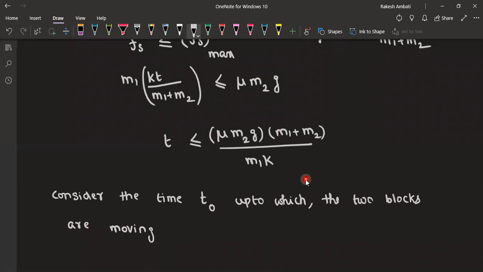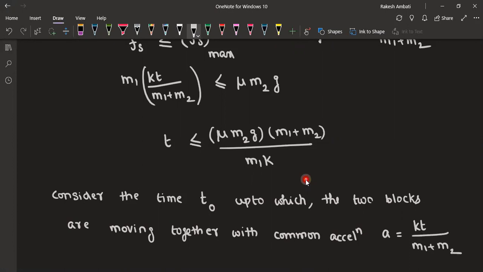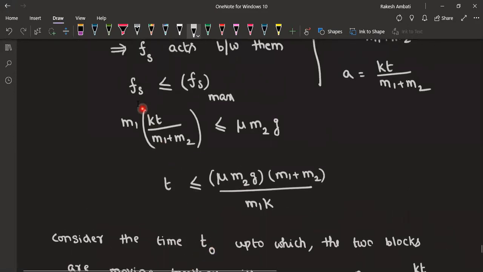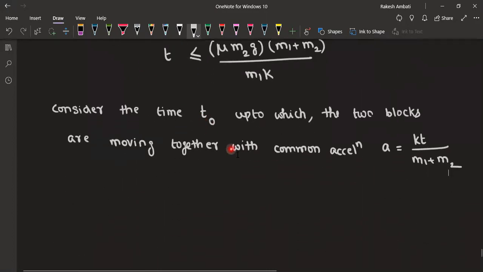The two blocks are moving together with common acceleration, a equal to kt upon m1 plus m2. So to find the time t naught, which condition do we have to follow: fs equal to fs maximum, or fs less than fs maximum? Equal to fs maximum. So fs equal to fs maximum.